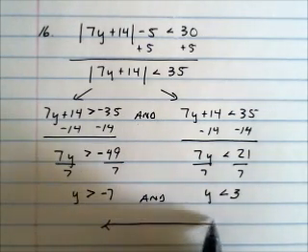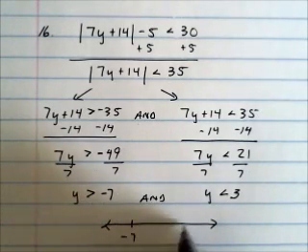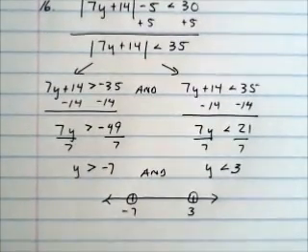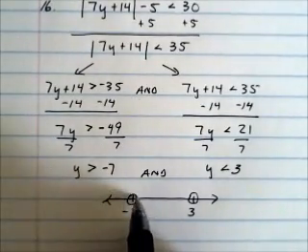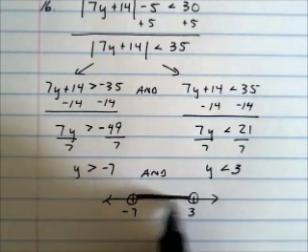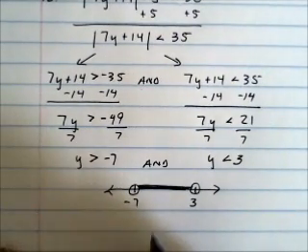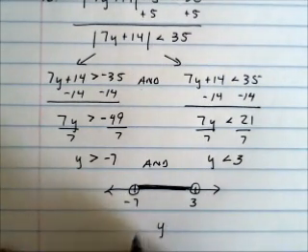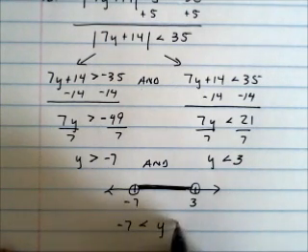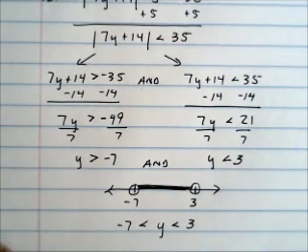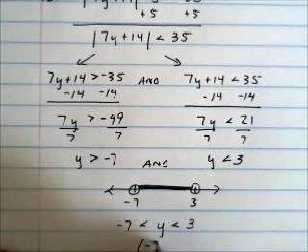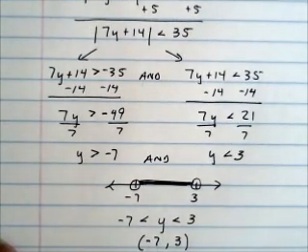So on a number line, graphically, negative 7 and 3, circle each, leave the circles open, and we shade between. Symbolically, these are all values of y that are greater than negative 7 and less than 3. And interval notation: this is negative 7 to 3, which does not include negative 7 or 3.